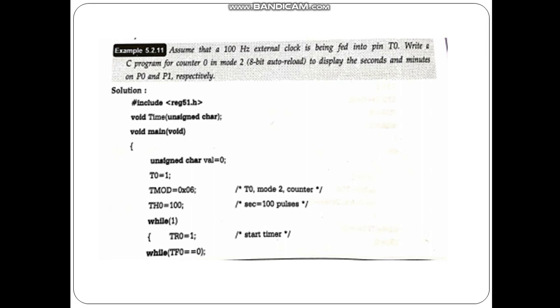TMOD is equal to 0x06 to indicate counter 0 in mode 2. Then TH0 is loaded with 100. In the question it is given as a 100 Hz external clock, so for 1 second, 100 pulses are required. While(1), TR0 is equal to 1, the timer is started. Then the timer overflow flag is continuously monitored to check if there is any overflow.